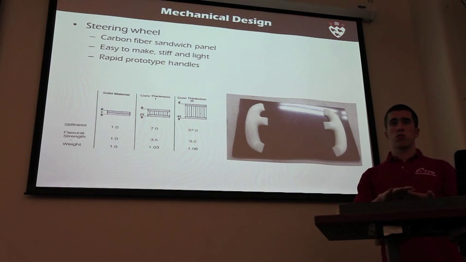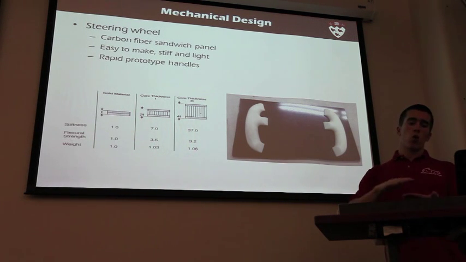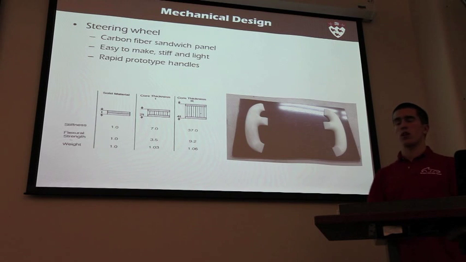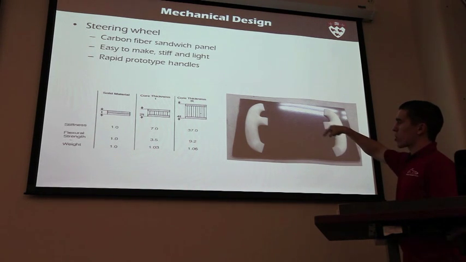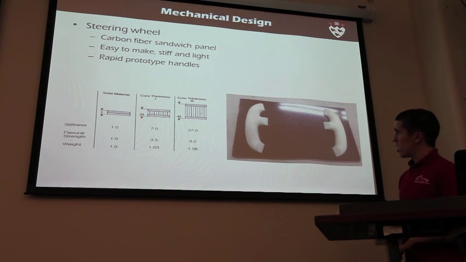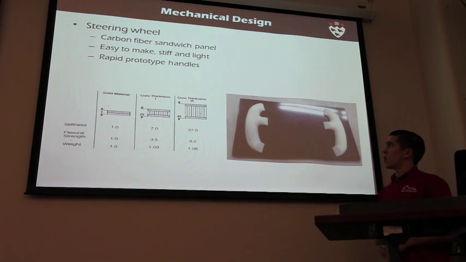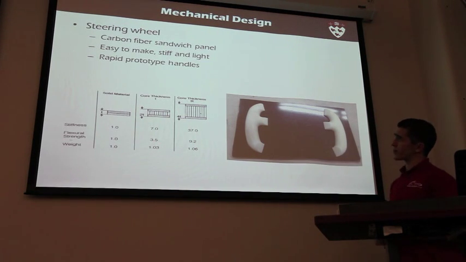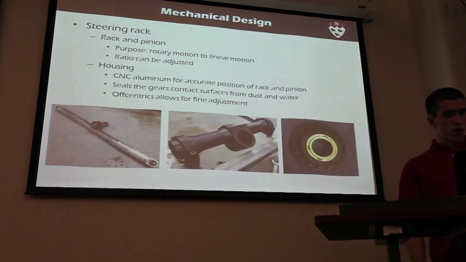So this allows for basically a very simple part to make. It's only a couple layers of carbon fiber, core, and the same number of layers on the other side. And then this can be water jet to cut out the profile. And then we use rapid prototype handles to basically stick that to the cutout shape of the steering wheel.